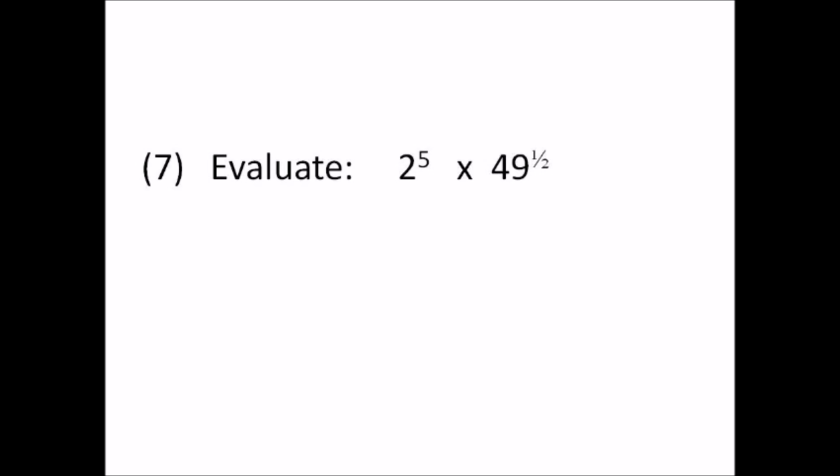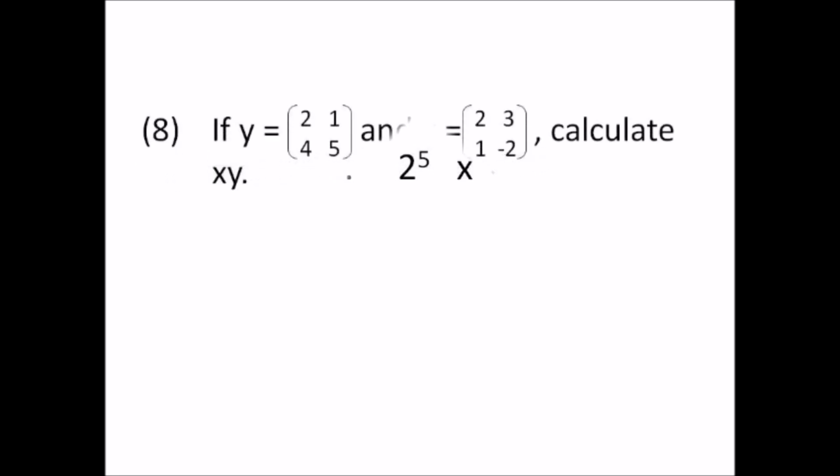Not very hard, so you should be completed by now, guys. Number 8, matrices. If y is equal to the matrix 2, 1, 4, 5, and x is equal to the matrix 2, 3, 1, negative 2, calculate xy. Don't get tricked. It says xy, so you have to put x in front of y. You can't write them like you see them there.